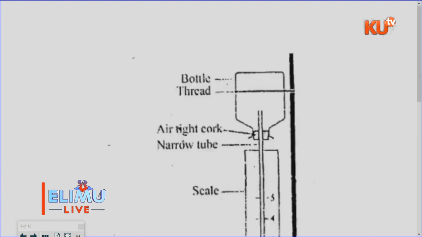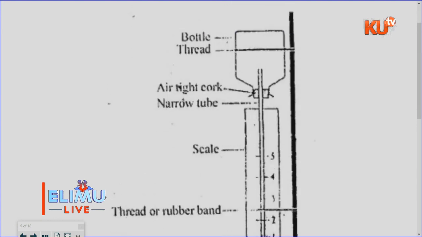Let's look at the diagram of an air thermometer. So this is the diagram of an air thermometer. I'll explain as you look at it. We have a bottle, and the best material for making this bottle should be a thin-walled glass bottle, such that expansion and contraction of air can easily be noticed.